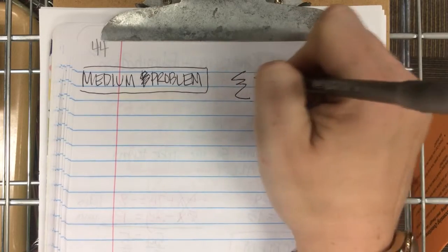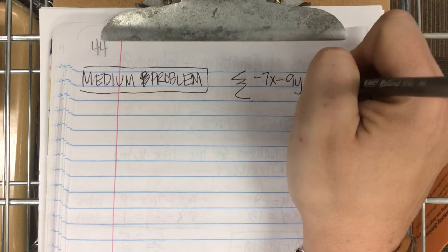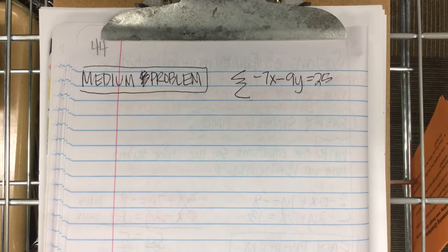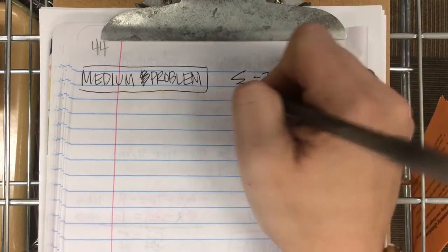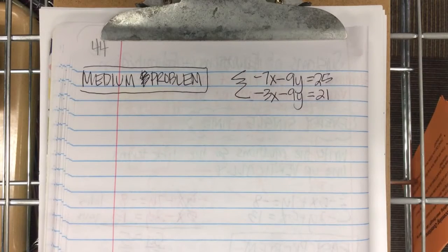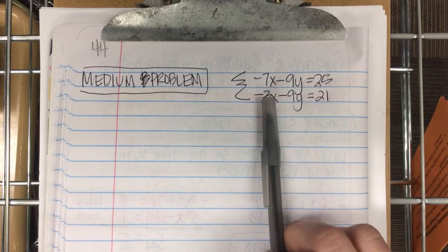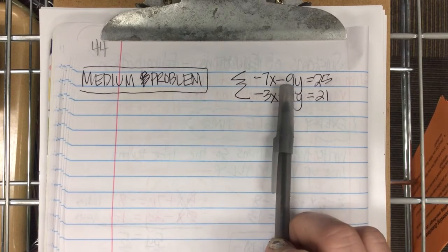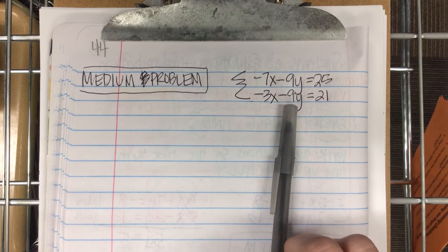Negative 7x minus 9y equals 25. And negative 3x minus 9y equals 21. This is a medium type problem. In my easy problem, if I combined like terms, something automatically canceled out. In this problem, if I combine like terms, I have negative 7x and negative 3x, that's negative 10x. And I have negative 9y and negative 9y, which is negative 18y. So nothing cancels out.